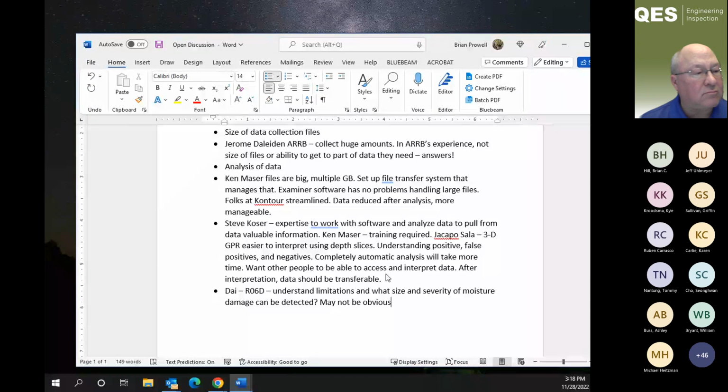So I think it probably goes along with Jacopo's talk about the data analysis, and how to refine the data analysis method or improve the software to allow users to better understand the limitations of the software in terms of picking up stripping level and severity level.